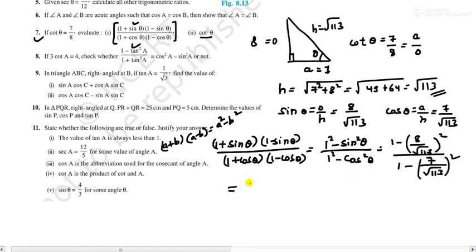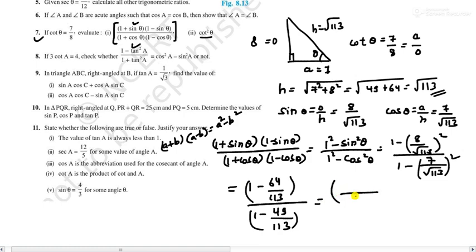So on expanding, this becomes 64 divided by 113, because root and square get cancelled, and here you'll get 1 minus 7 square, which is 49 divided by 113. Okay, so bracket them. Now on taking LCM in the numerator, we'll get 113, and here how much? Yes, 113 minus 64 divided by LCM, which is 113. So this again becomes 113 minus 49.